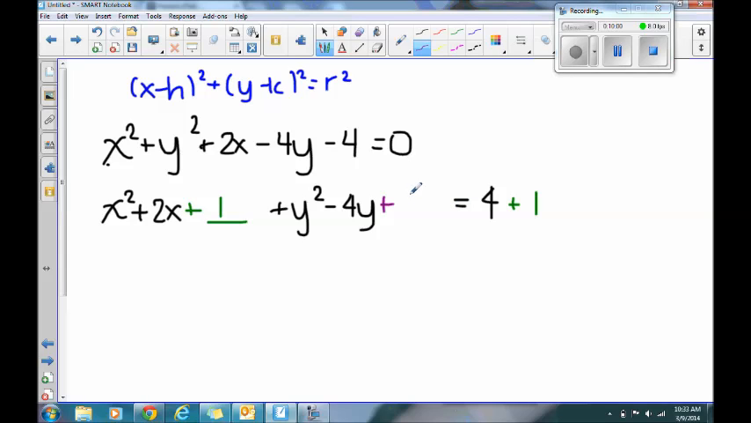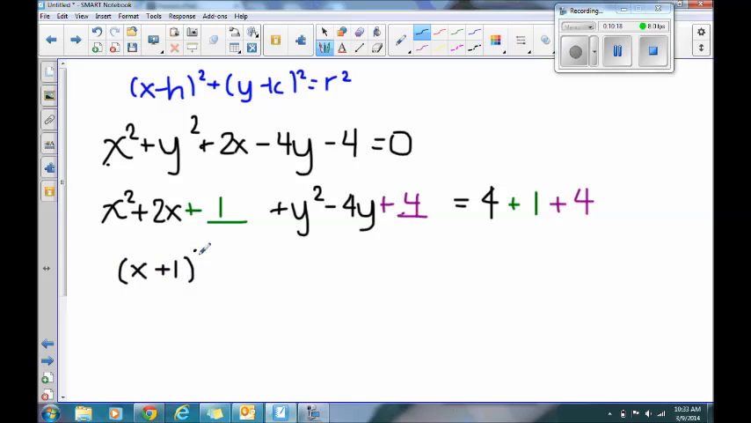Half of negative 4 is negative 2. If I square it, I get 4. And if I add 4 to one side, then I have to add it to both sides. Then when I go to factor the expressions, they should factor as perfect squares.